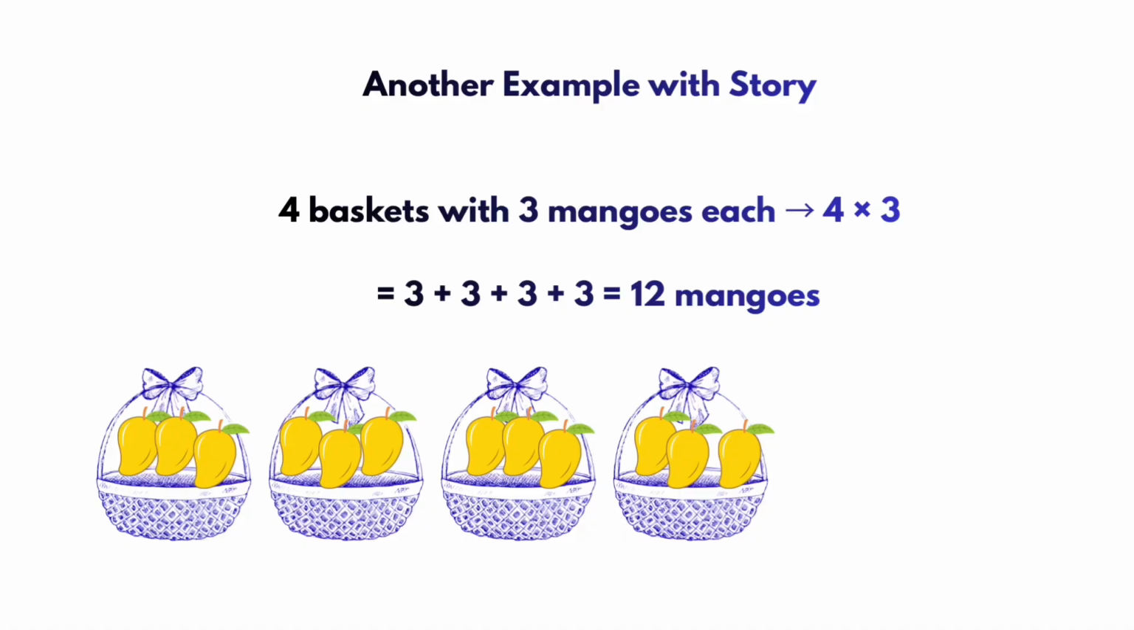Okay. Also, another example with a story. We have 4 baskets with 3 mangoes each. So 4 multiply 3. Let's count together. 3 plus 3 plus 3 plus 3. How many mangoes? 12 mangoes.